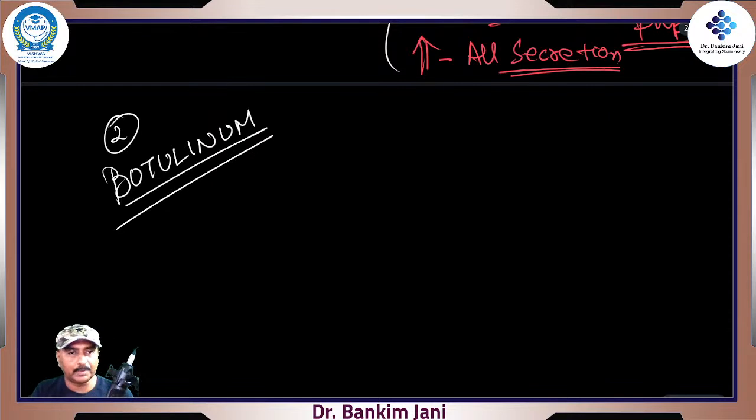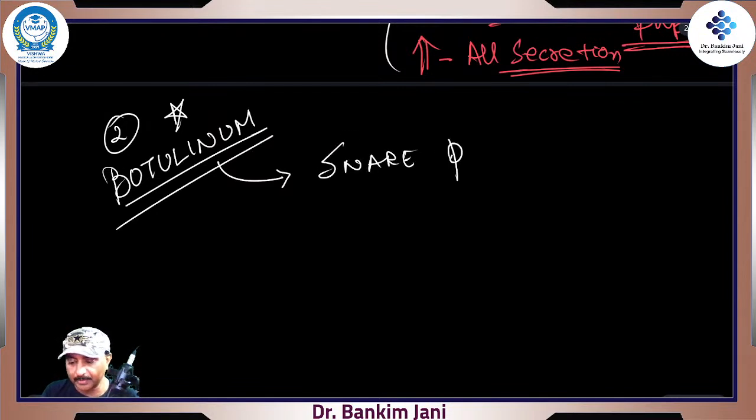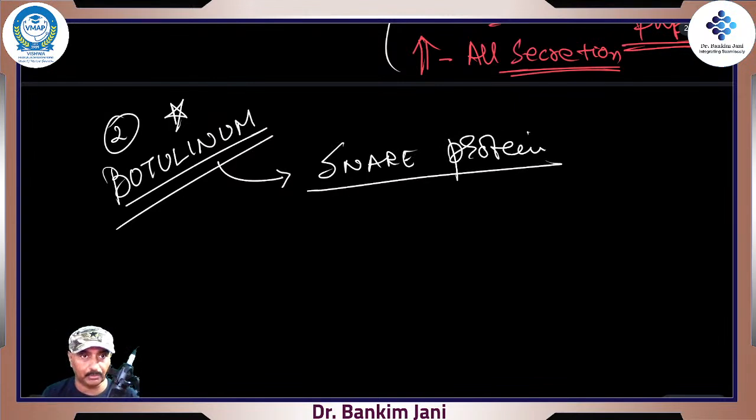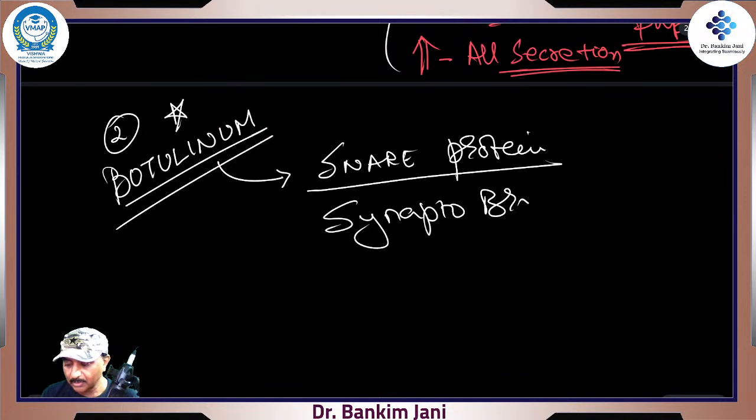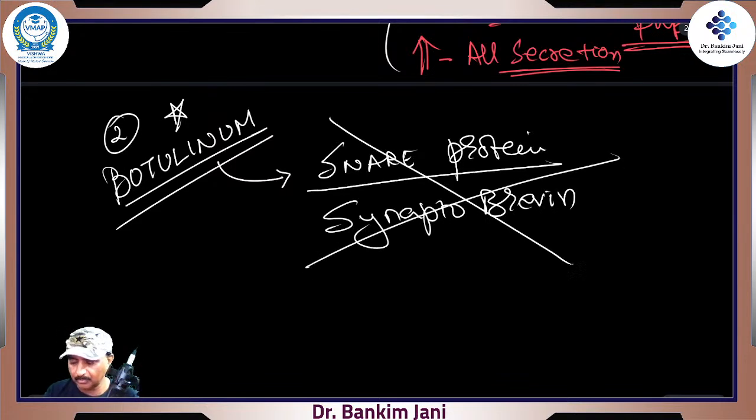This is super toxic. Now, what it will do? All these are questions because they are very specific questions: where do they affect? Botulinum toxin will affect the SNARE protein. Now see, when it is affecting the SNARE protein, you now know the name, synaptobrevin. So it will destroy this.